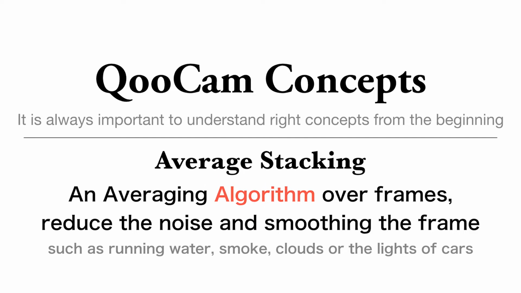And technically speaking, for the average stacking, there are dozens of different algorithms to help you achieve the average stacking result. So we will not go that deep, but what I want to tell you is that average stacking is a photo or image algorithm over frames, and it reduces the noise and smooths the frame.